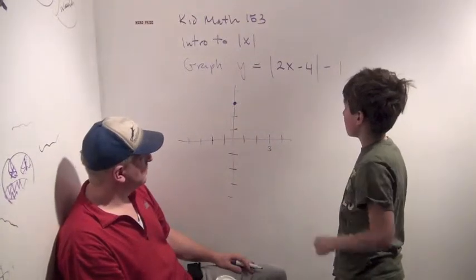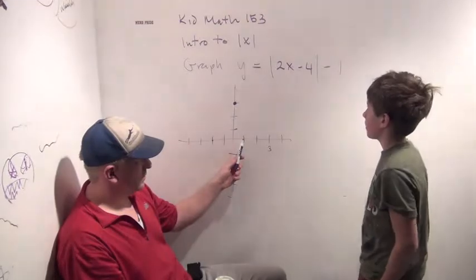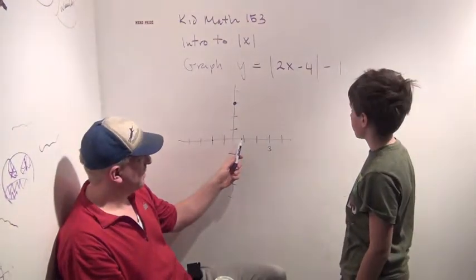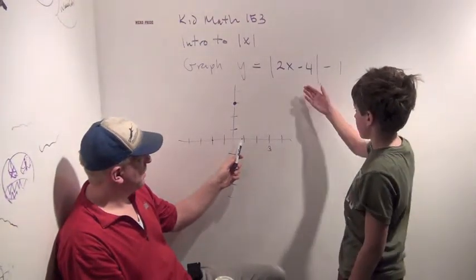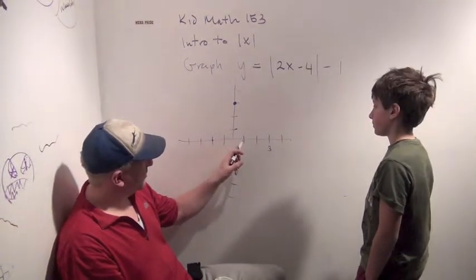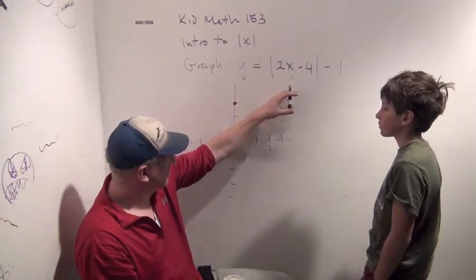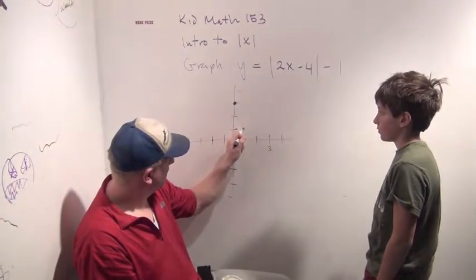When x is 1, we get 2 minus 4, which is minus 2. So it's 2 minus 1, which is 1. Okay, so when I plug in x equals 1 to the equation, I get 2 minus 4, which is minus 2. Find the absolute value, which is 2. Subtract 1, and I get 1. Okay, awesome.